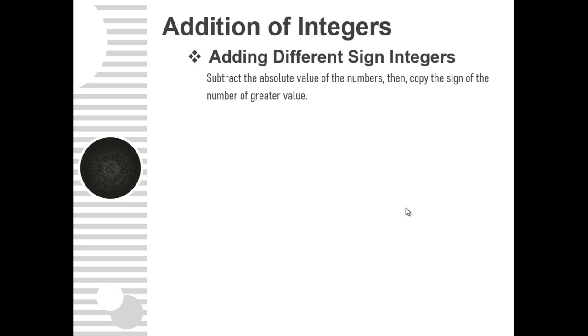Then, how about if we add different sign integers? We subtract the absolute values of the numbers. Again, subtract. Then, copy the sign of the number of greater value. Example: negative 1 plus 5. 1 is negative, 5 is positive. Different signs, so what we do is subtract their absolute values. 5 minus 1, the bigger number goes first, right? 5 minus 1, that is 4.